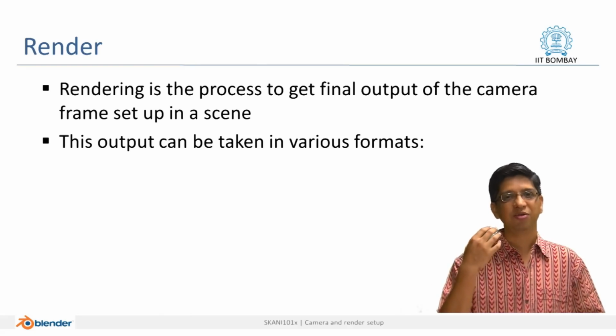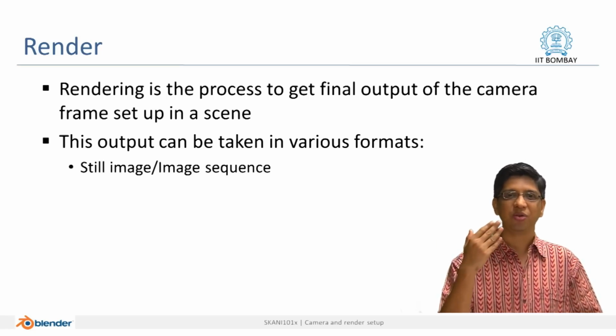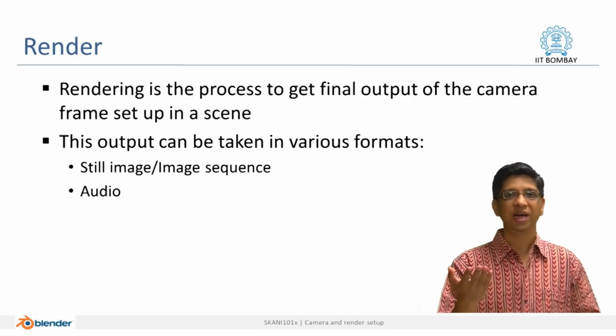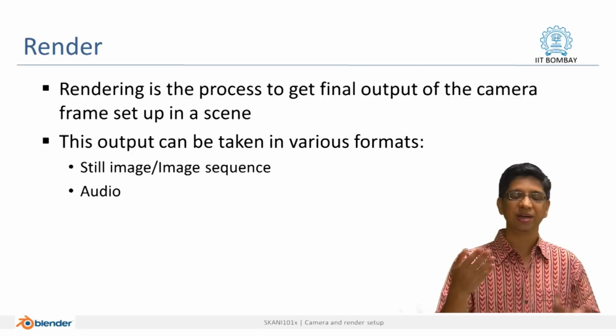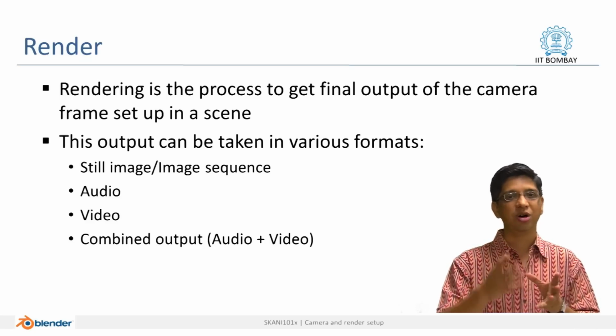It can be in the form of static frames or a sequence of static frames, like what we call an image sequence. It can be just an audio file if you want to take output of that. It can be a video file, and it can be a combination file of audio and video. These are the multiple outputs which are possible for Blender to give you. But how to do that is the prime question.